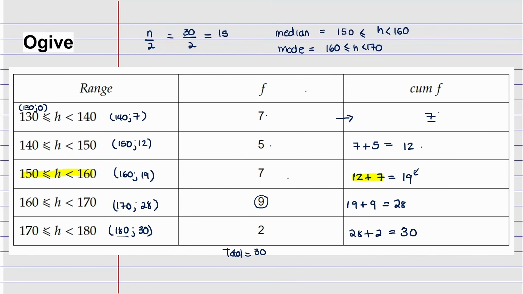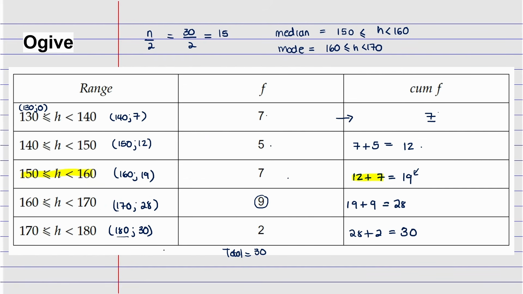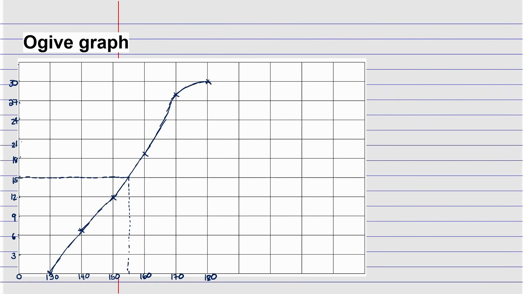So to show you here how to find the median, I said that it's 15, right? So here on the number line, where is 15? 15 is here. So you're going to just draw your dotted line and do like this, right? And you're going to go down like this. Do you see that your median is in between 150 and 160, which is exactly what I said, right? So that's how you would do it.